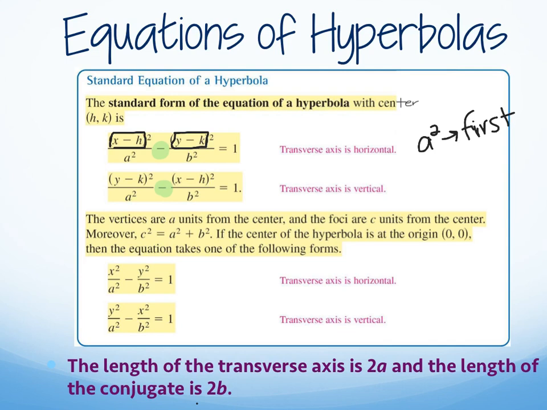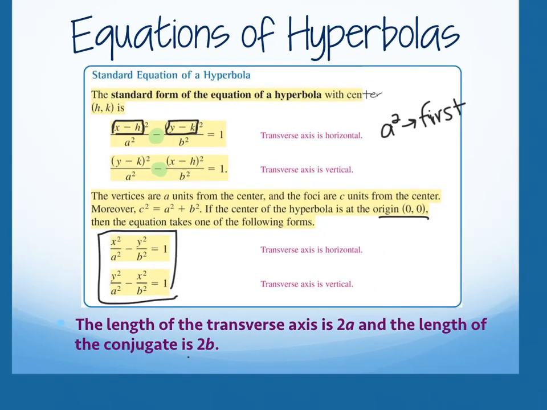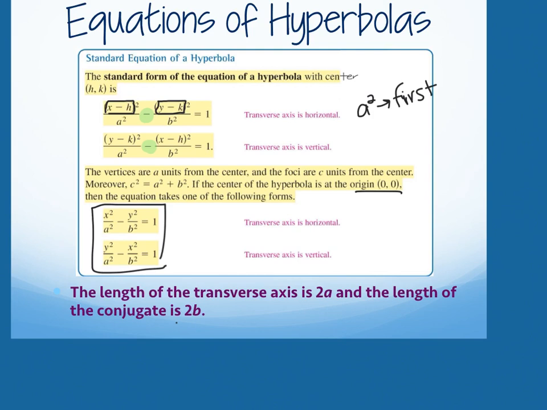All right, and then the bottom ones are just if your center is at 0, 0. So if the center is at 0, 0, you lose the K and the H, but everything else is still the same. And then all the way down here, we see that the transverse axis, which is kind of like your major axis in an ellipse, is 2A, and the conjugate is 2B. So just like if I gave you major and minor, you would do 2A equals that, 2B equals that, and solve it.